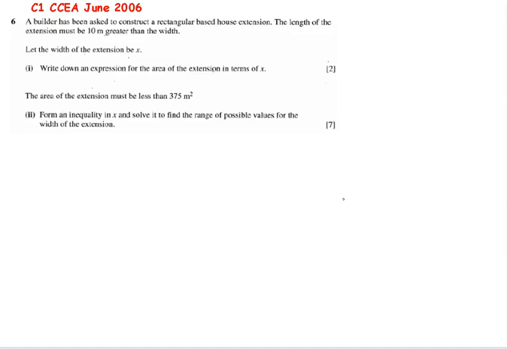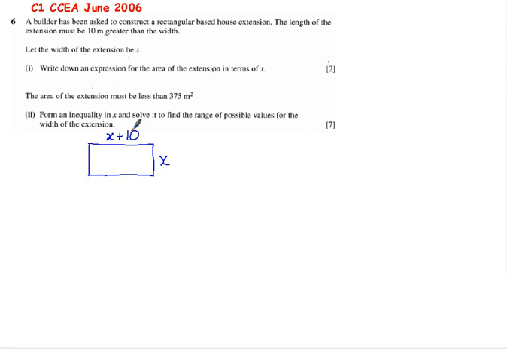So here we have a construct of rectangular based house extension, and the length of the extension must be 10 meters greater than the width. So it's rectangular, and the width is x. So if that's x, this is going to be 10 more than x, or x plus 10.